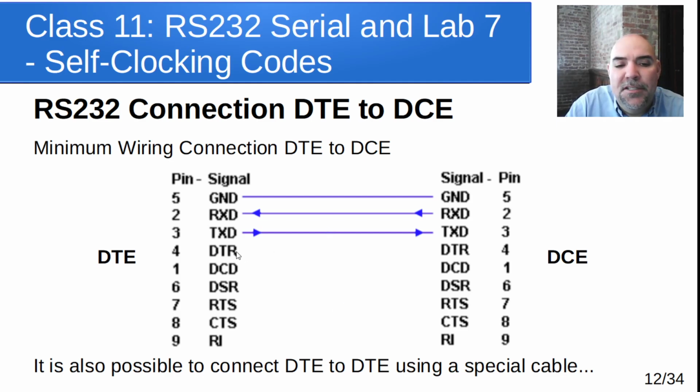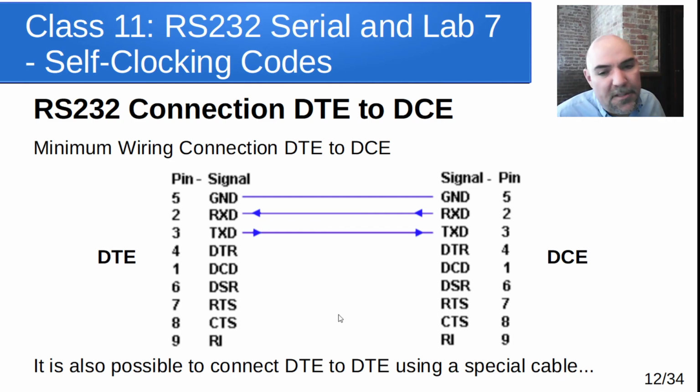Now, for DTR, DCD, DSR, RTS, CTS, we would have to have a program that doesn't care about those or doesn't use those handshaking and status lines. But you can have two machines communicate with just these three lines. You need the ground, you need receive data, you need transmit data. And if it was only a one-directional communication, like you're only sending data, you could get rid of the receive data as well.